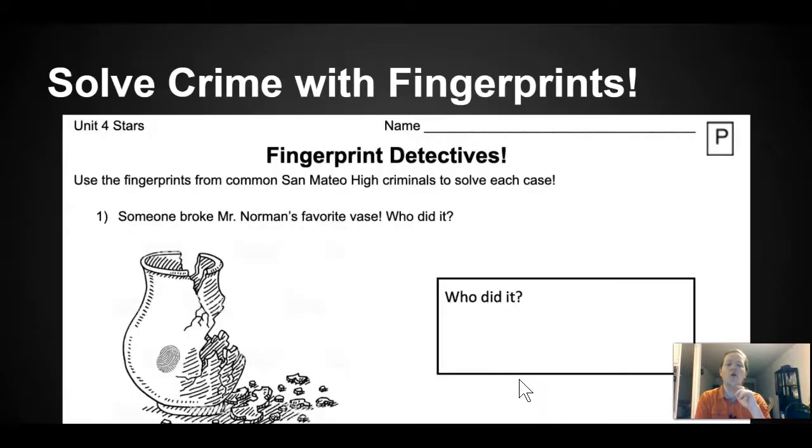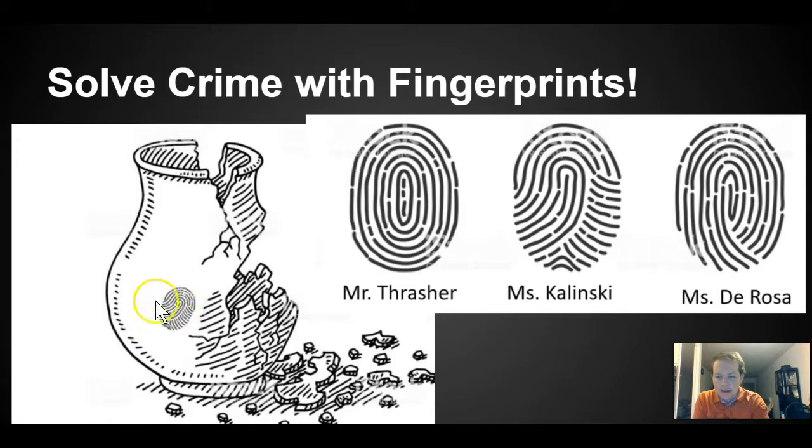Okay. Let's talk about your activity. You're going to see a picture. Look at this picture. Somebody broke this vase. It says here, someone broke Mr. Norman's favorite vase. Who did it? Who is responsible? Oh my gosh, I don't know. Oh, but look right here. Somebody left a fingerprint. If we zoom in, okay, here's the fingerprint.